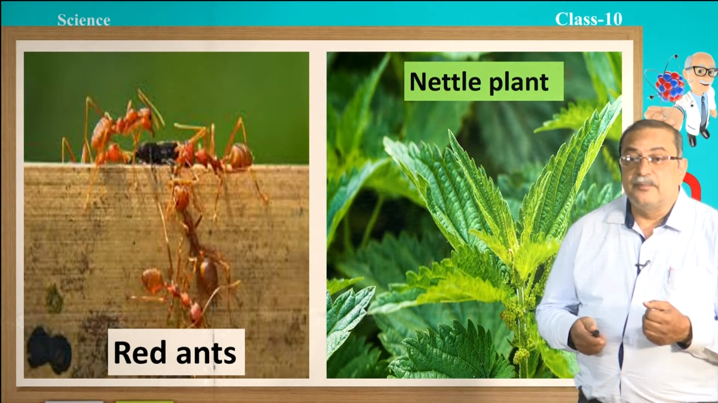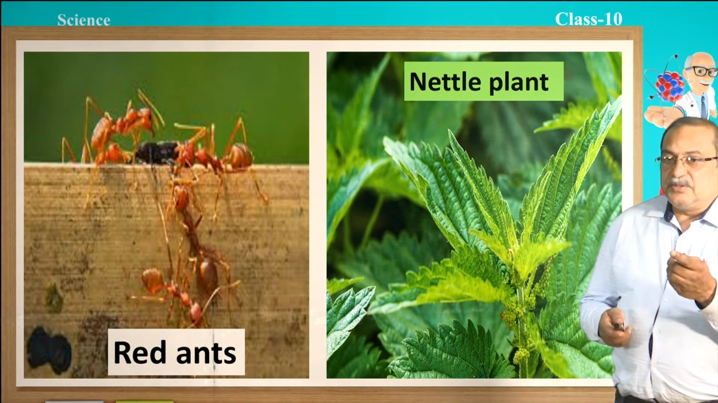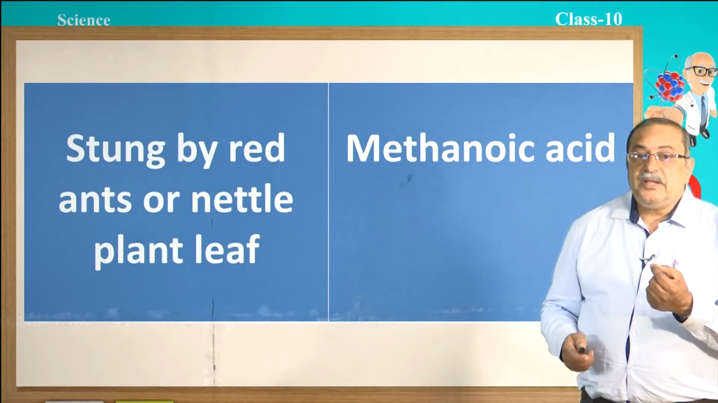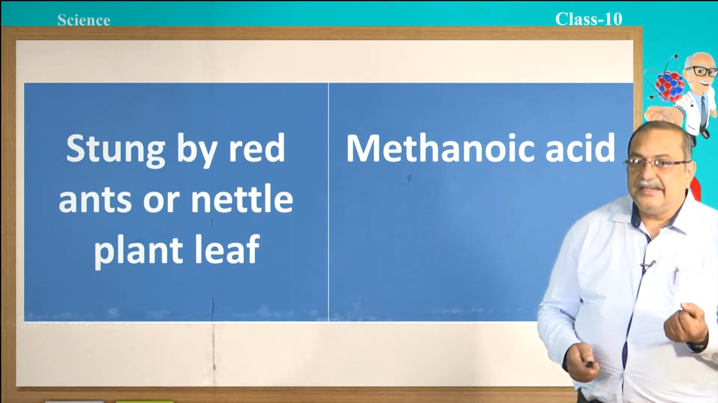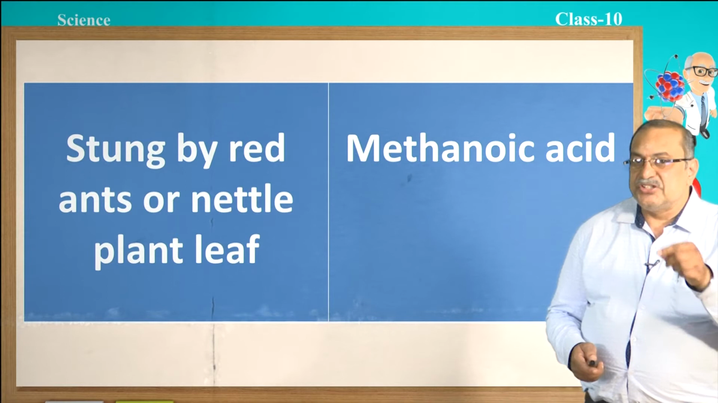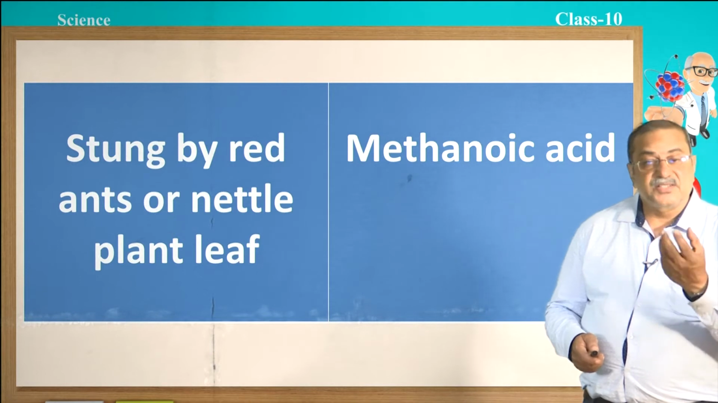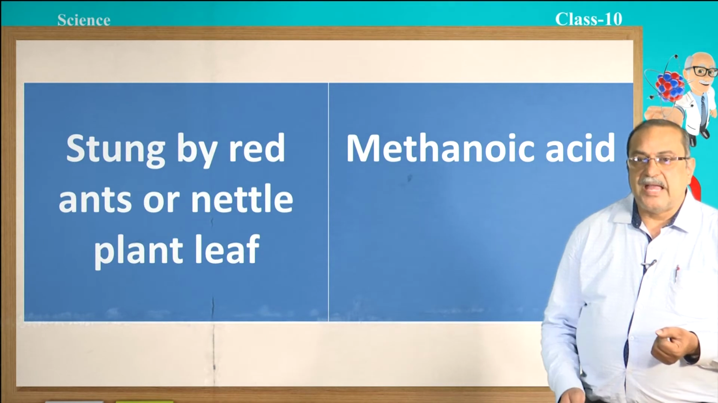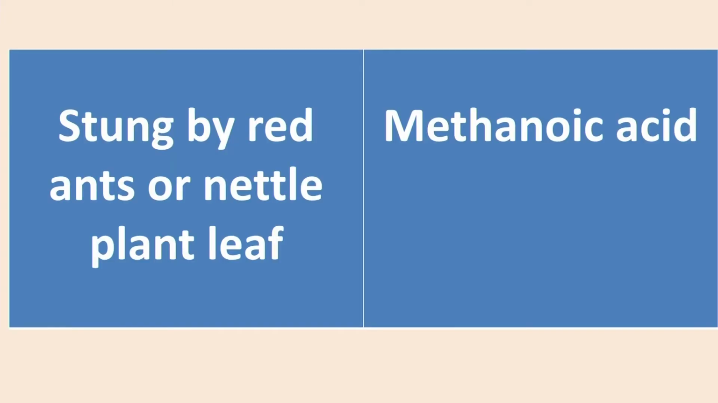The plant is the needle plant. This is called needle plant, turike gida. This plant has some hair-like structures on the surface. Whenever it sticks to us, we get irritation. So being stung by a red ant or needle plant leaf gives irritation. Why? Because it injects an acid called methanoic acid. So animals and plants also have some acids. Methanoic acid is responsible for the irritation and pain.